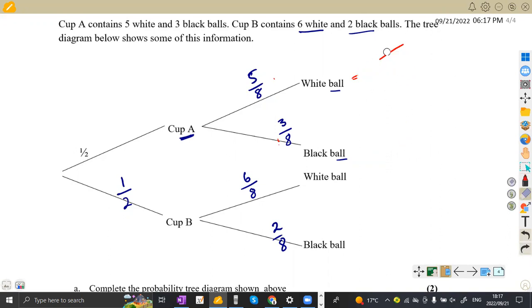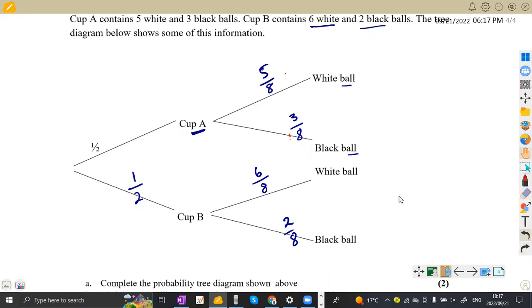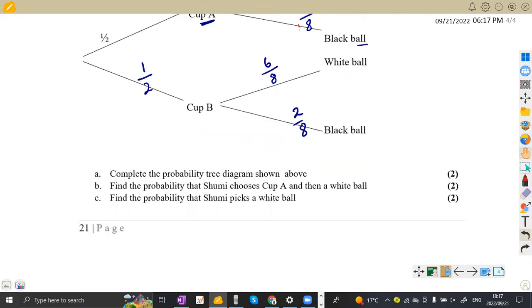All right, so that was the first question, just to fill in the diagram. Then let us consider the other question. What are we given now? Find the probability that Shumi chooses cup A and then a white ball. What does it mean? Multiply. We are going to multiply.